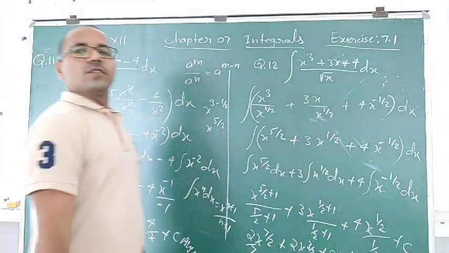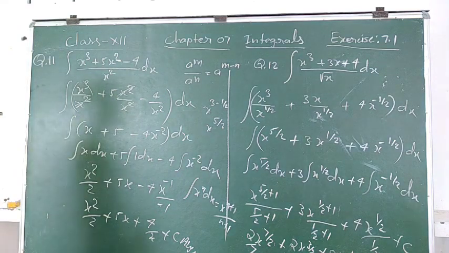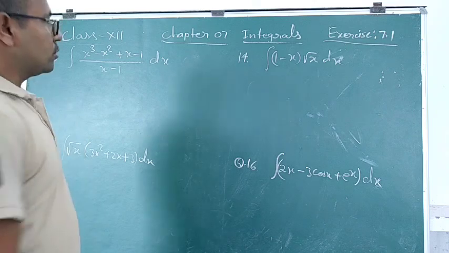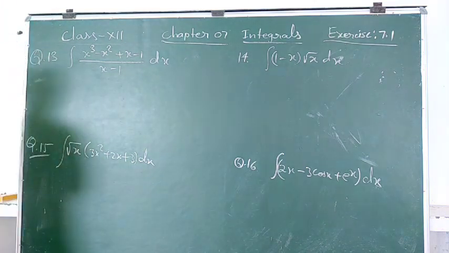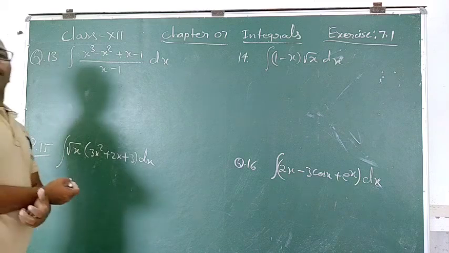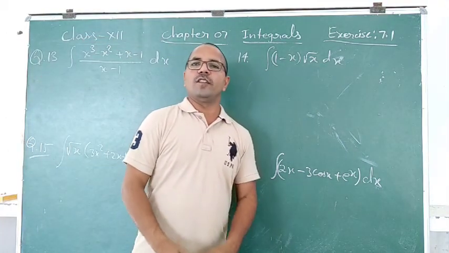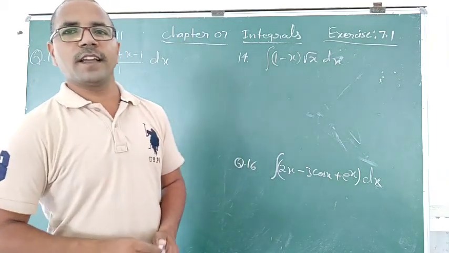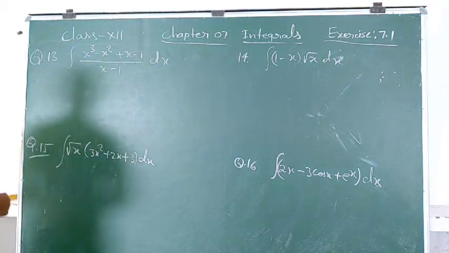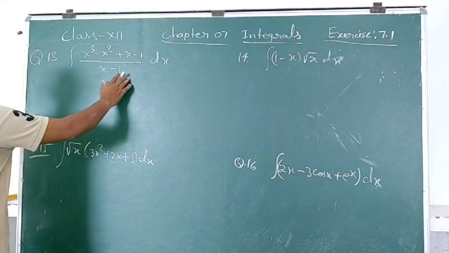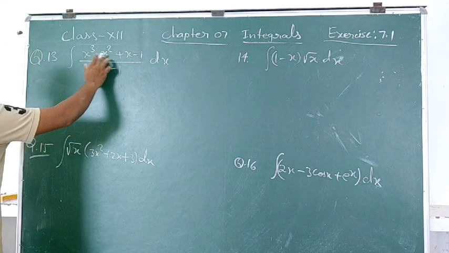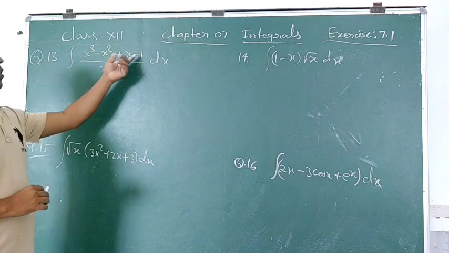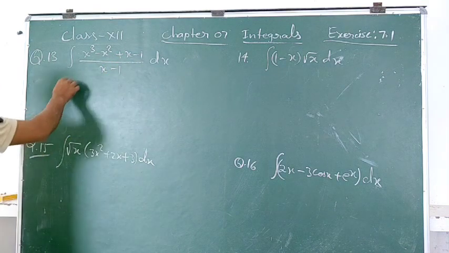Yes students. So now let's see the next questions. Now students, let's see question number 13. It is also in the form of numerator upon denominator, so we have to remove the denominator once again. How can we remove it here? x minus 1 is the denominator. So students, we can take x square common from the numerator and take 1 common from the other term.